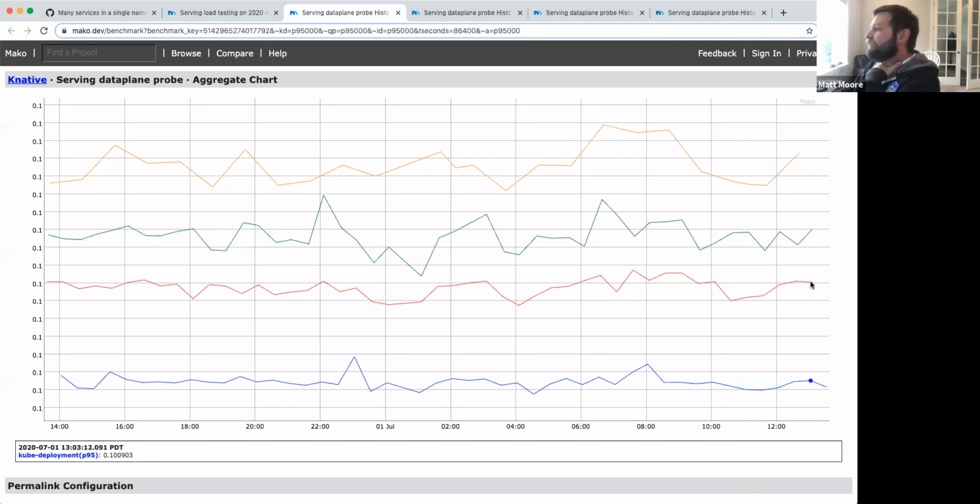If we add one hop and go through Istio, that bumps up to 2 milliseconds of overhead reaching the service. When we add in our Q-proxy sidecar, in addition to those other layers, it's about 2.6 milliseconds of overhead. And then when we add in our activator component, it's 3.4 milliseconds of overhead.